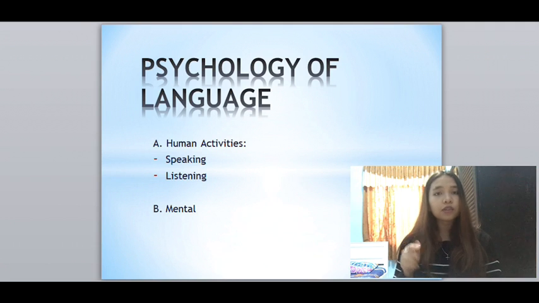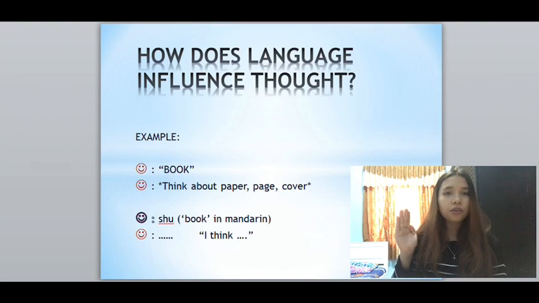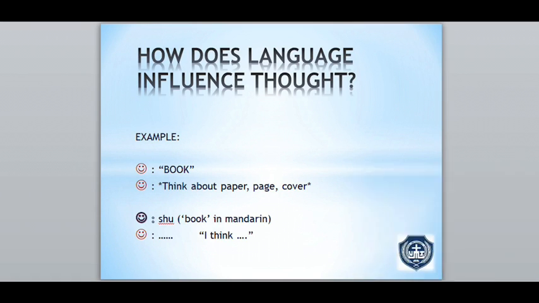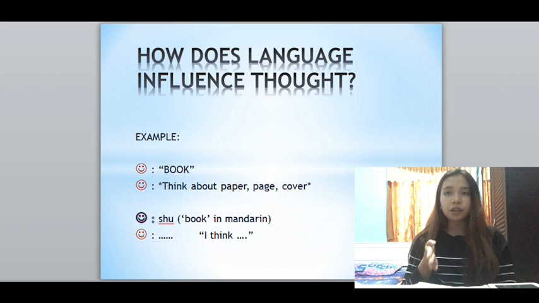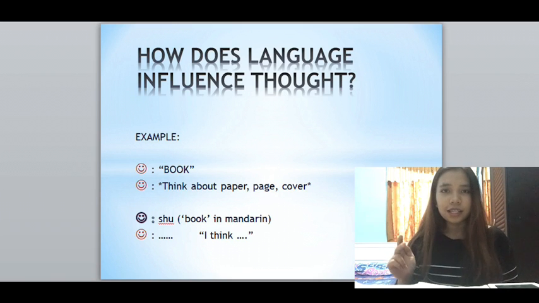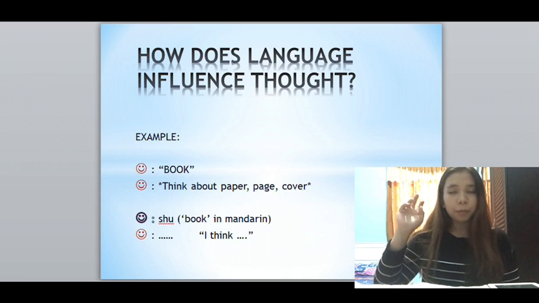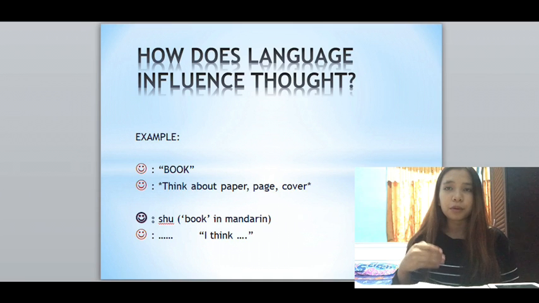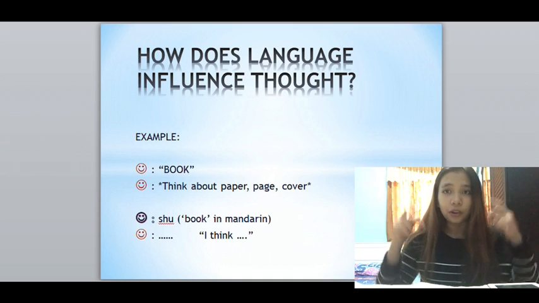So it's related to the questions I made in this slide: how language influences thought and also how thought influences language. Okay, let's discuss how language influences thought. Let me give you an example so we can understand this part. When someone says book in English, we also think about paper, cover, and page. Why? Because we produce the English word book in our mind.